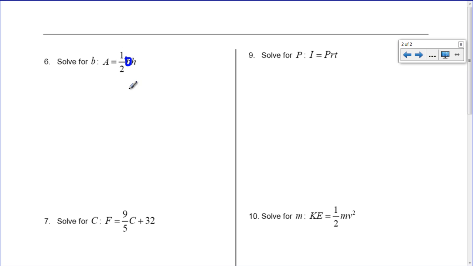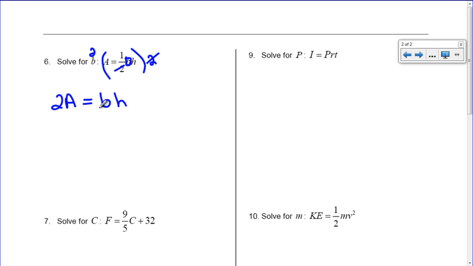Well, I'm going to start with the 1/2 because I don't want to deal with a fraction in my problem. To do that, I'm going to multiply both sides by 2 to cancel out this fraction. Over here, this makes 2A. On this side, the 1/2 is canceled, but I still have B times H.